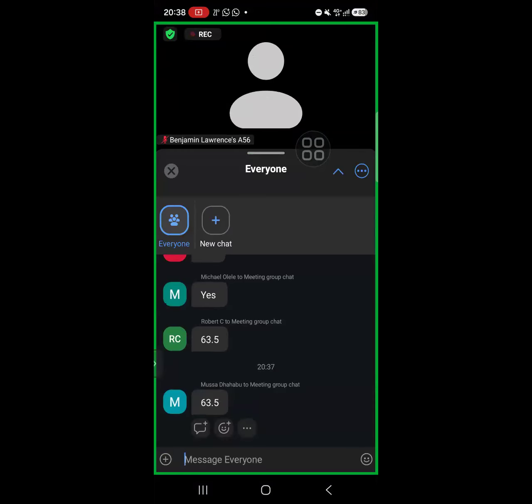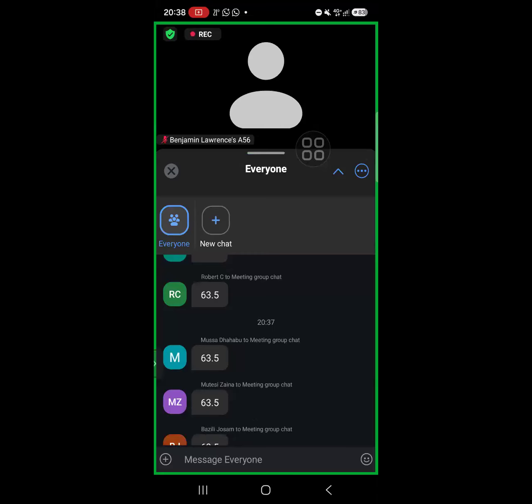How much? It's only Musa who is doing mathematics here. Oh, Robert is also here. All right, Mutesi. Okay, thank you so much.